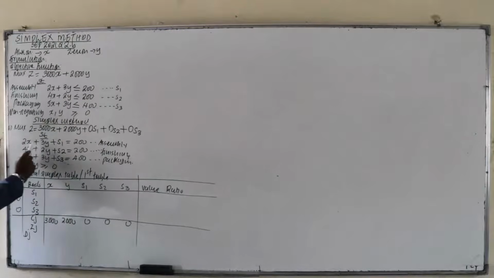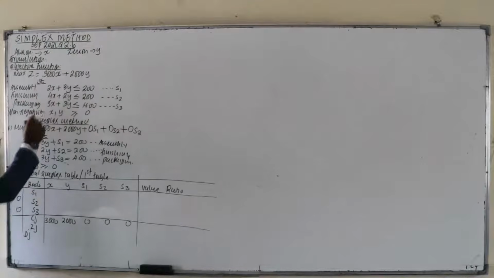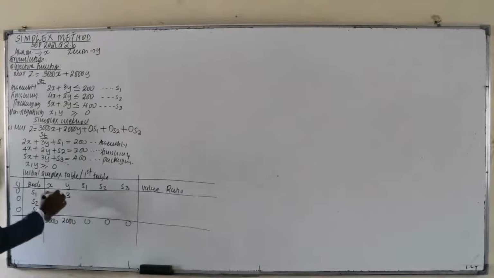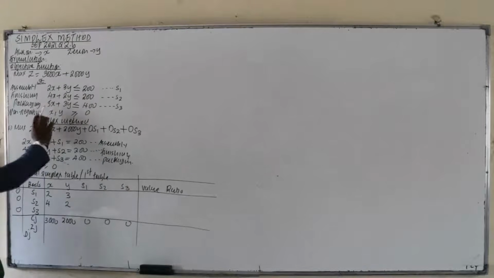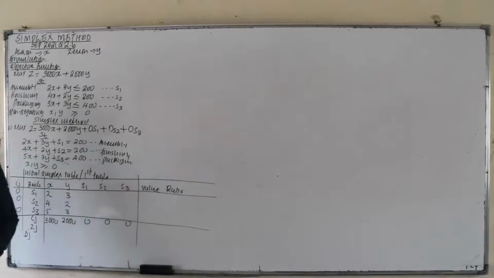So it's 2, for example, the first one. S1, we say that it represents the assembly. So it's 2, 3, 4, 2, 5, 3. Then for the basis, you come up with what we call the identity matrix.